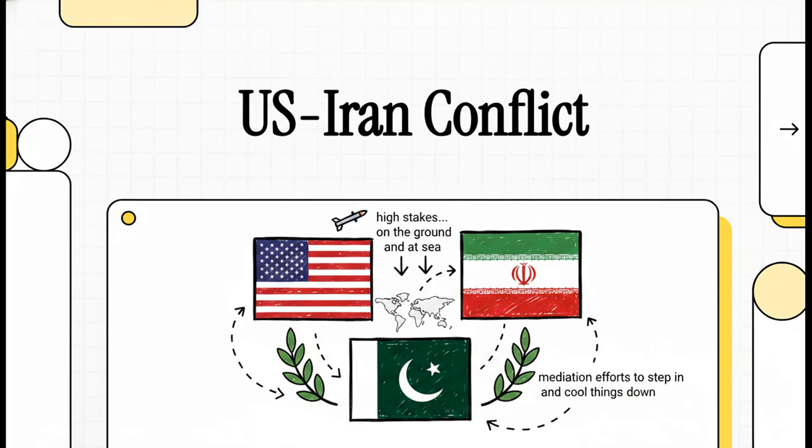Welcome to today's Explainer. We're jumping right into a massively complex geopolitical triangle today. We are looking closely at the escalating dynamics between the United States and Iran, and perhaps most intriguingly, Pakistan's ongoing mediation efforts to step in and try to cool things down. There are incredibly high stakes here, so to really understand what's happening on the ground and out at sea, we need to map this out clearly.